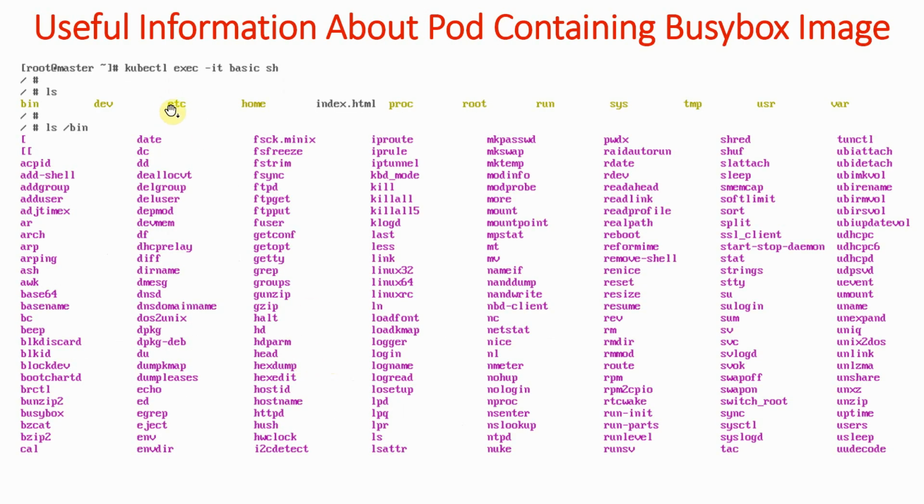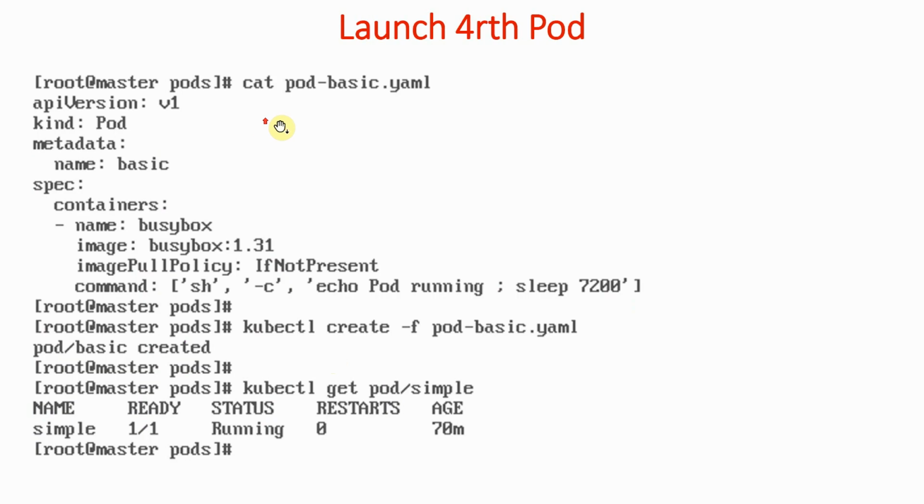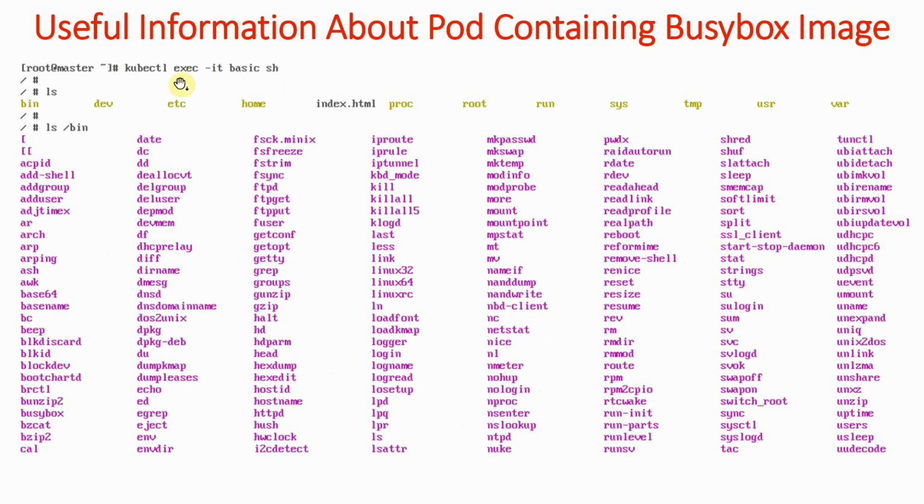Now we want to get certain useful information regarding this BusyBox command. This might be useful in future. Now this is a very small image, almost the size is less than 2 MB. Now we want to enter into that pod. So what we are going to specify: kubectl exec -it basic sh.